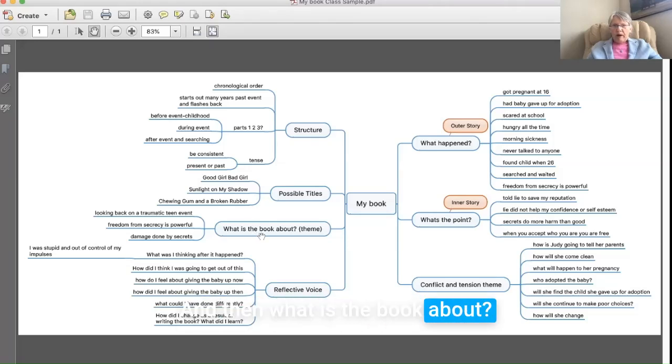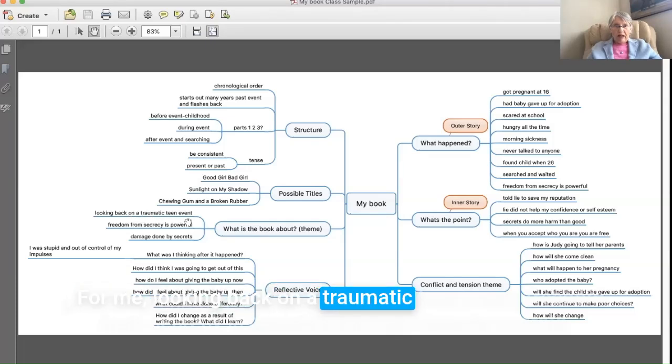And then what is the book about? You can list certain themes. For me, looking back on a traumatic teen event, freedom from secrecy is powerful, damage done by secrets.